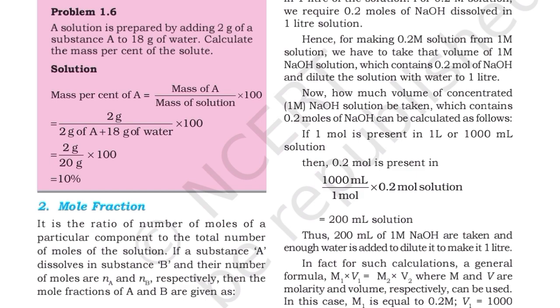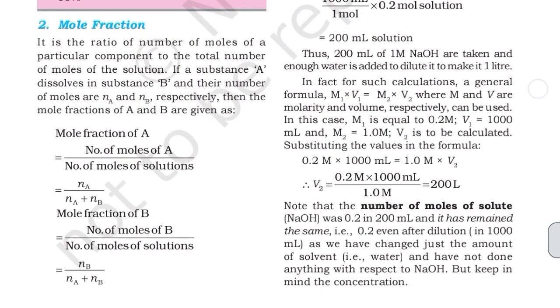If 1 mole is present in 1 liter or 1000 ml solution, then 0.2 moles is present in 1000 ml divided by 1 mole into 0.2 mole solution, which is equal to 200 ml solution. Thus, 200 ml of 1 molar NaOH are taken and enough water is added to dilute it to make 1 liter. In fact, for such calculations, a general formula M1 into V1 is equal to M2 into V2, where M and V are molarity and volume respectively, can be used.